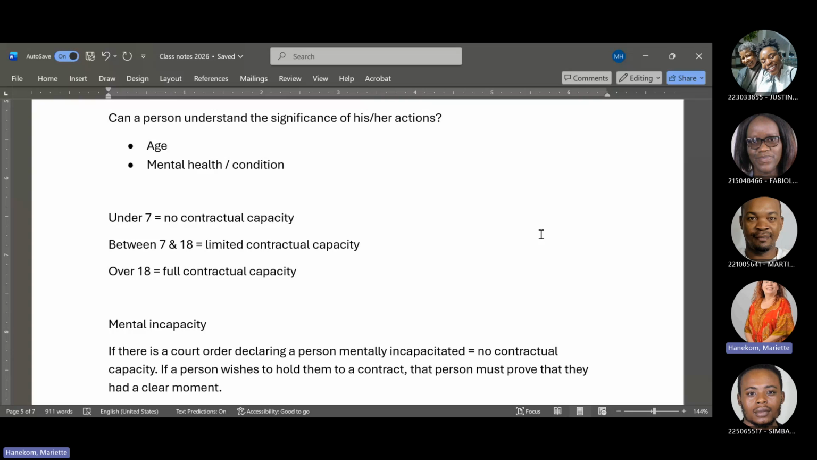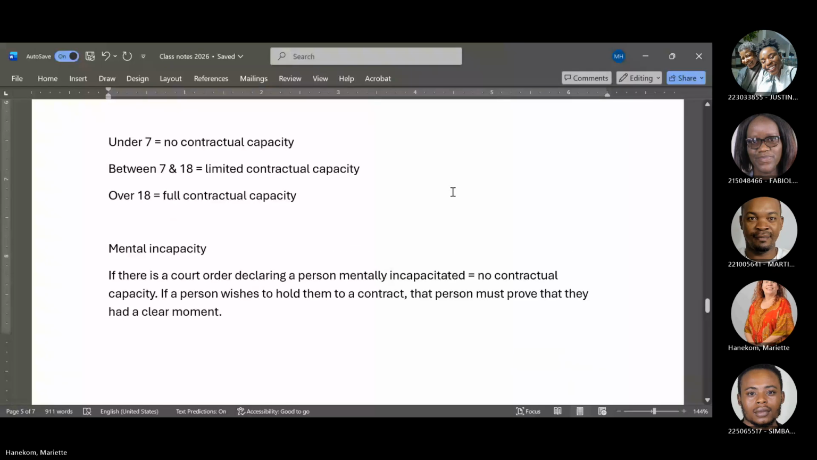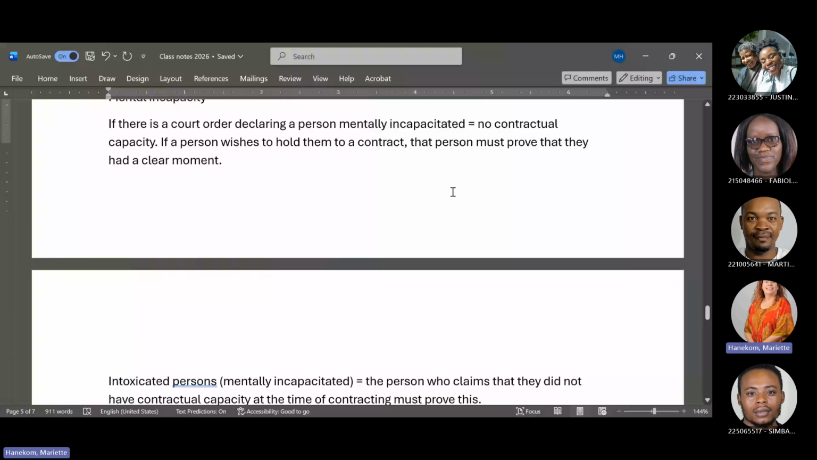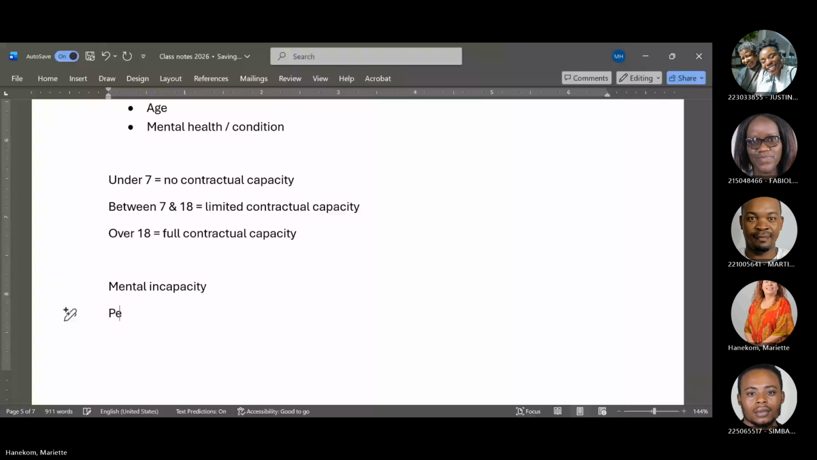Not everybody, however, that is over the age of 18 has full contractual capacity, because regardless of being over the age of 18, the law also takes your mental capacity into consideration. You must be able to understand several things that can cause mental incapacity. Mental incapacity can be either permanent or temporary.